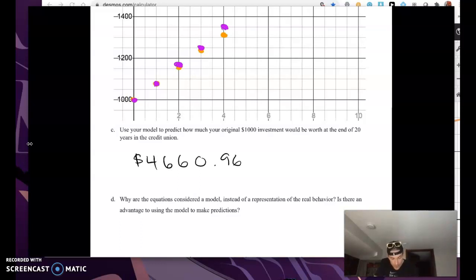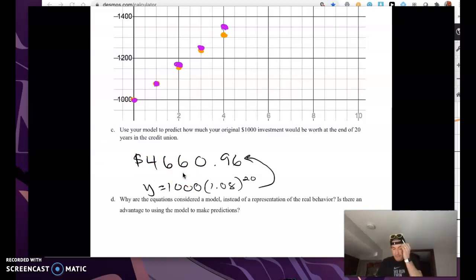I could also use my model like this, and it would be a little tougher, but I could do it. Instead of putting in the x, I could plug in a 20 there, and it would give me the exact same thing, or it should give me the exact same thing, as long as I'm following my order of operations.